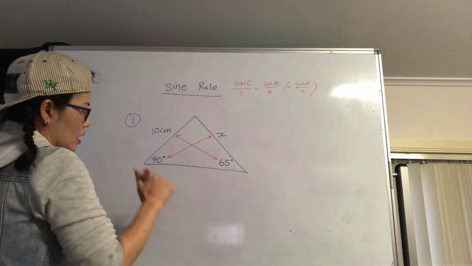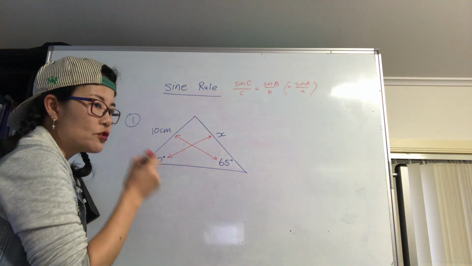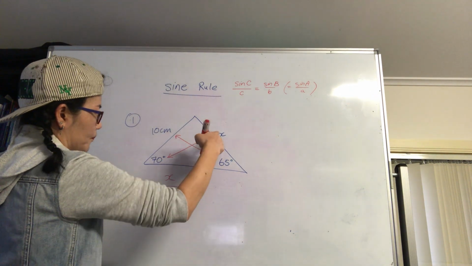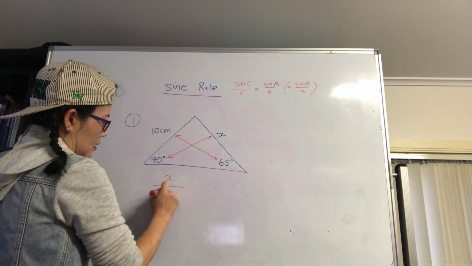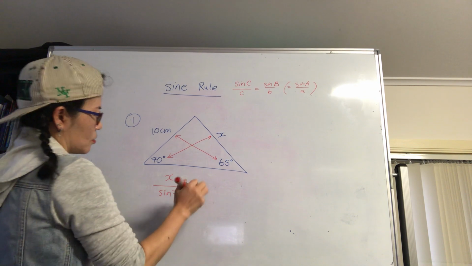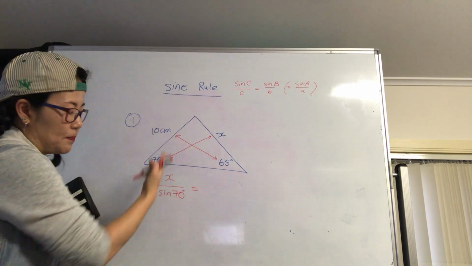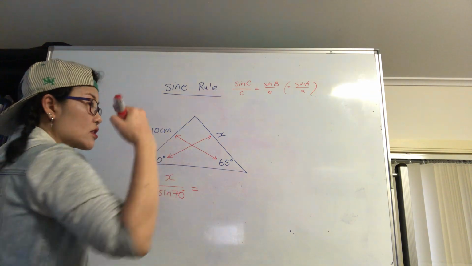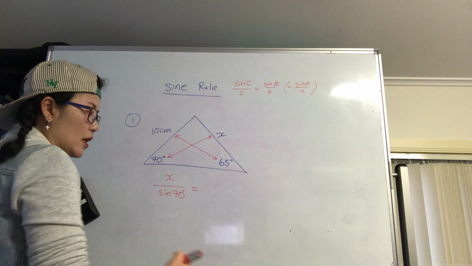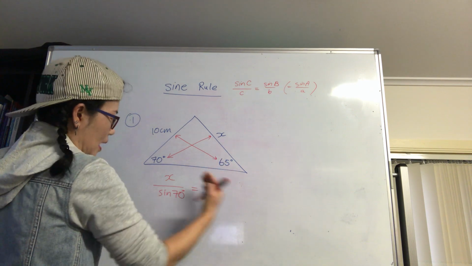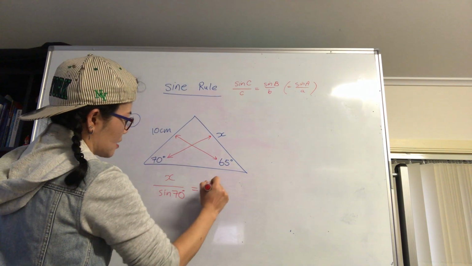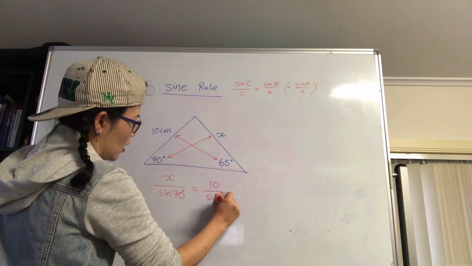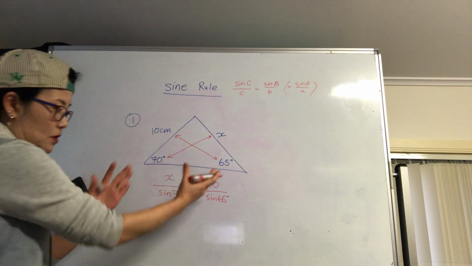Now remember, I'm going to have to put the unknown side on the top. So X over sine 70 degrees equals, you have to keep it in the same order because it's a ratio, guys. So if you put the side on the top and the angle on the bottom, you've got to do the same thing on the second part. So I'm going to put 10 centimeters on the top and then sine 65 degrees. So that's what's going to happen.